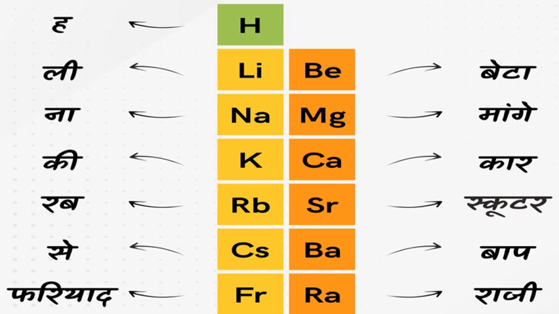If you talk about the first and second group elements, so this is the trick required for learning the first and second group elements. The first group elements, remember by the trick, हलीना ने की रब से फरियाद, that is hydrogen, lithium, sodium, potassium, rubidium, cesium and francium. Second group elements, remember by the trick, बेटा मांगे कार scooter बाप राजी. So beryllium, magnesium, calcium, strontium, barium and radium.